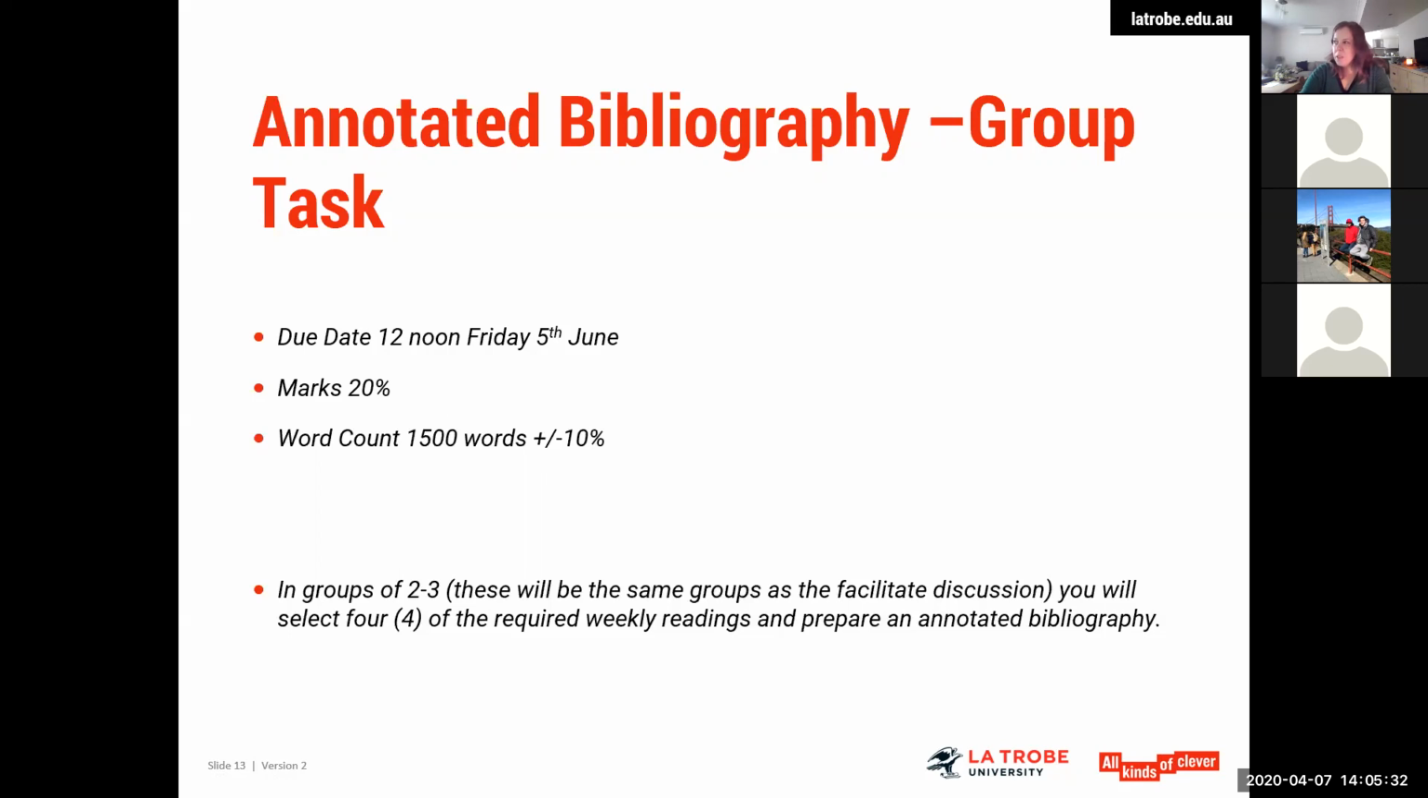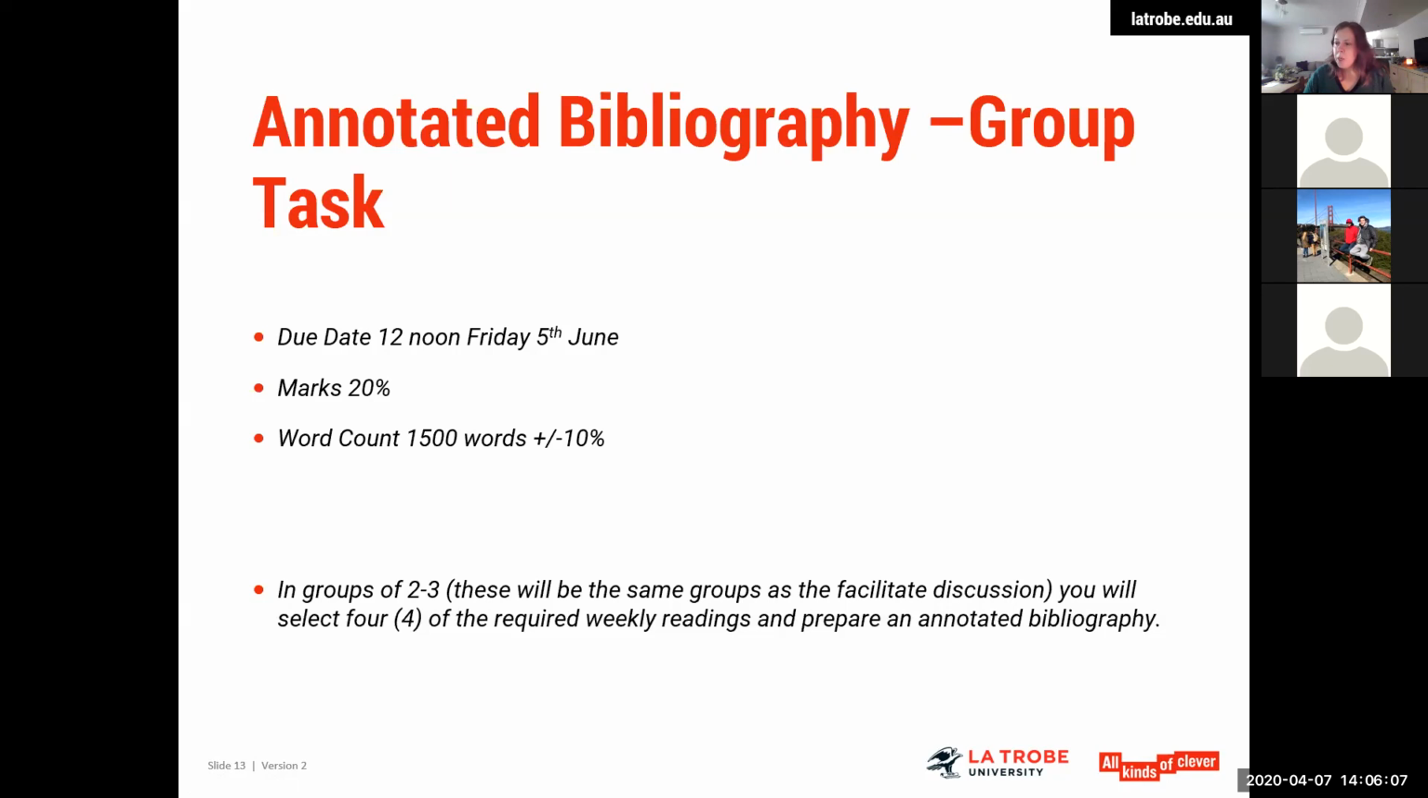The reason why I've done this is because one, it's a big change in the assessment, but also I think that you need some time to be able to do the readings, to look at the content in order to be able to do a bit of justice to this. So I just wanted to give people the time and the space to do this assessment. It is worth 20% of your overall mark for the subject, and the word count is 1,500 words, and as always you've got that plus or minus 10%, okay?